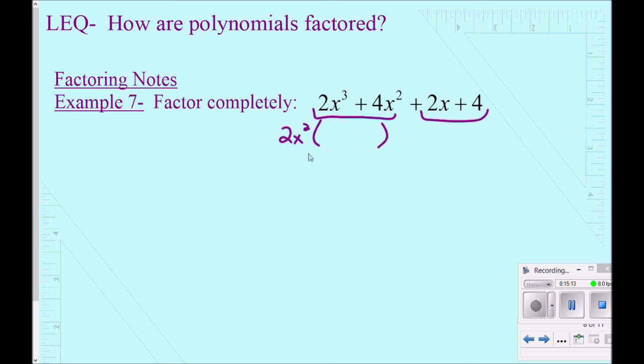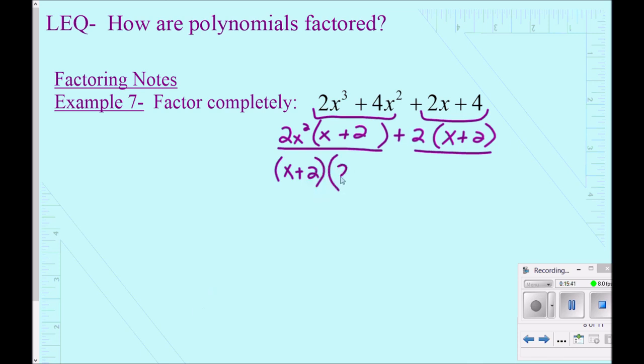And that leaves me with x plus 2, which means this is going to be x plus 2 if factoring by grouping is going to work. And it looks like it will because when I multiply that by 2, I do get 2x plus 4. So now I have the piece in front of the sign, the piece after the sign. I'm looking at the two underlined pieces, and x plus 2 is the greatest common factor, which leaves me with 2x squared plus 2.